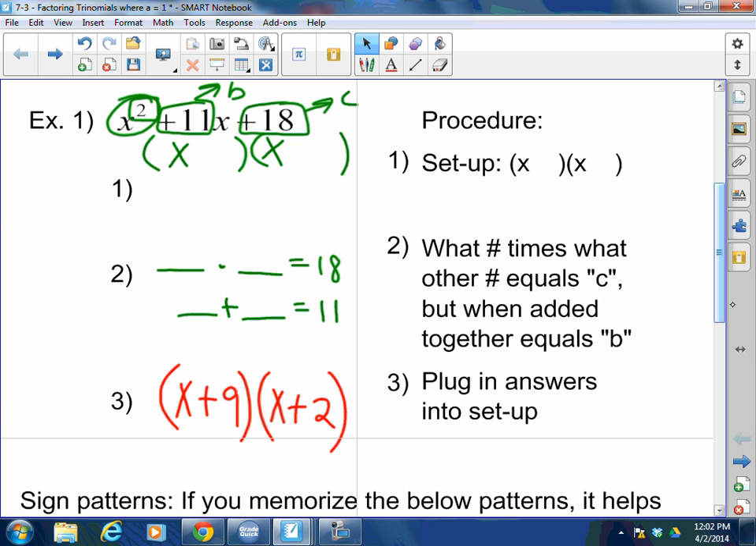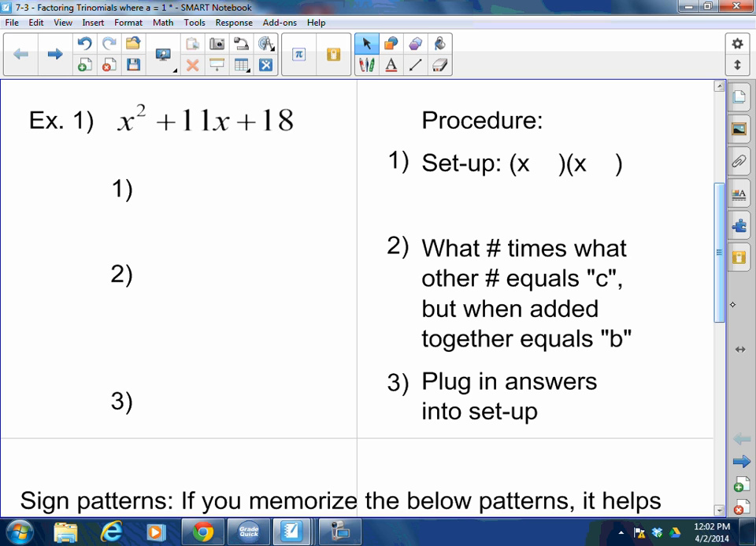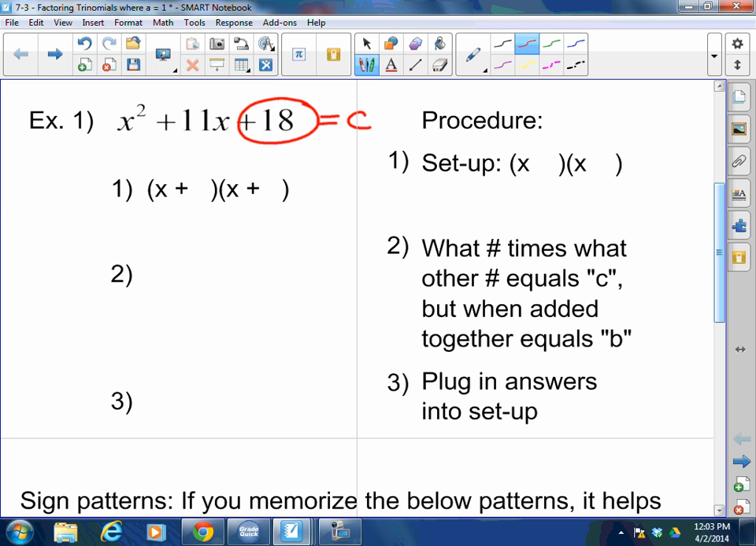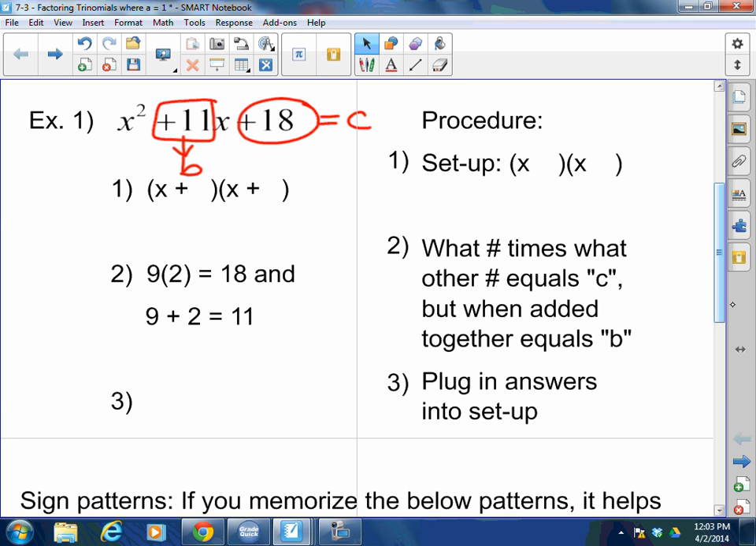Okay? Now I'm going to go over it one more time, just to make sure that everyone understands what they have to do. So, my setup. I'm going to put x and x in 2 parentheses. Then I'm going to ask myself, step 2, what times what is the c value, but when added together equals the b value? So what times what is 18, but when added together is 11? 9 times 2 equals 18, and 9 plus 2 equals 11. Those are my answers, so I plug it in. Bada bing, bada boom, I'm done.